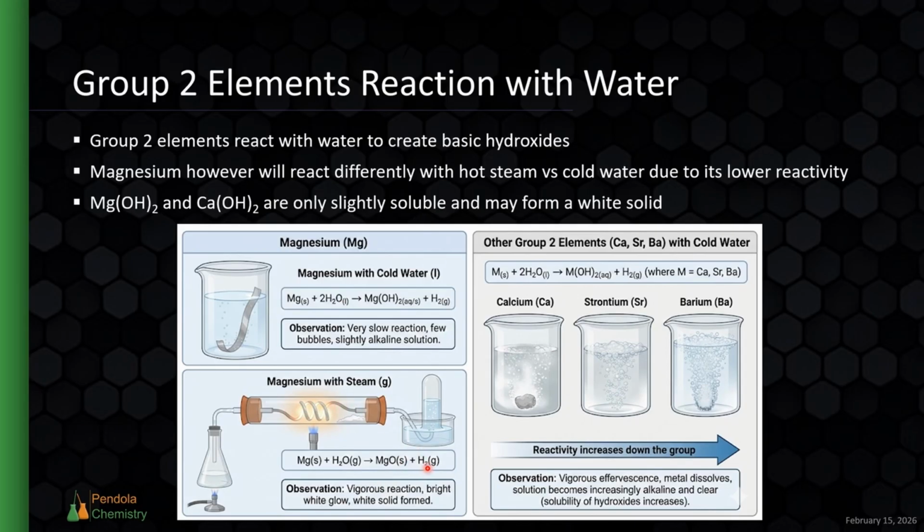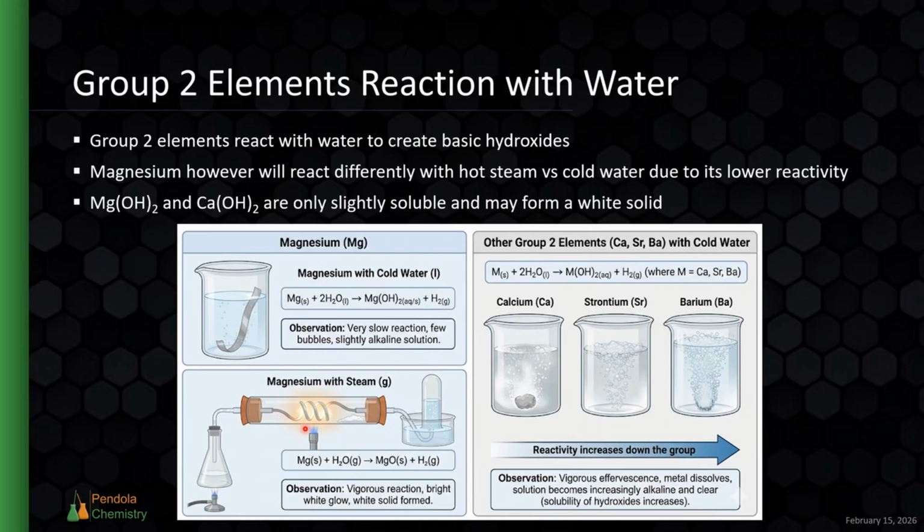It's going to create the hydrogen gas, but instead of reacting to create the hydroxide, we will get the oxide. It's going to glow a bright white color, just like it does when it reacts with oxygen, and it's going to form a solid magnesium oxide layer, very similar to the reaction with oxygen, but with the addition of also making hydrogen gas. So this doesn't happen with the other metals. Calcium, strontium, and barium are not going to create the oxide when reacted with steam. They will go and create the hydroxide just like normal.